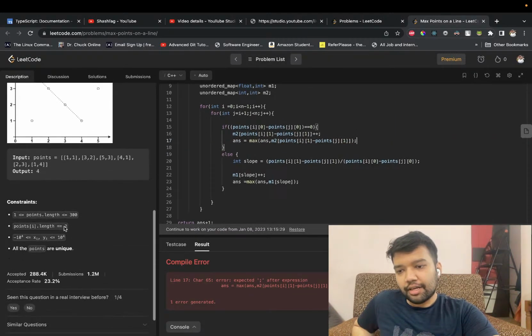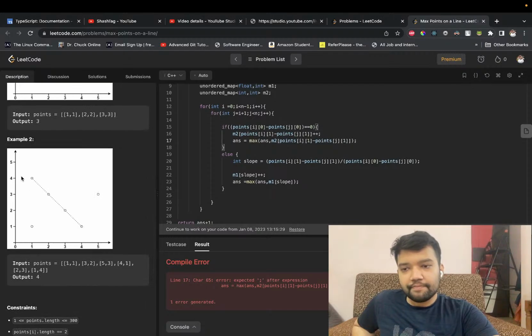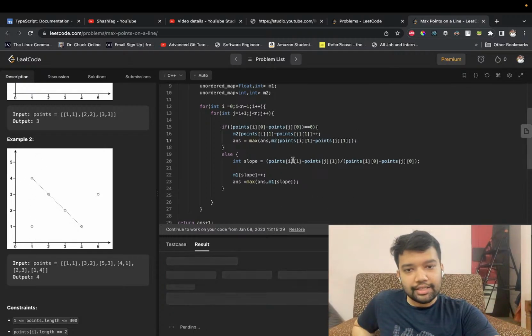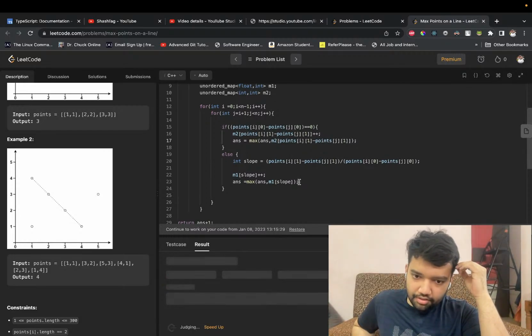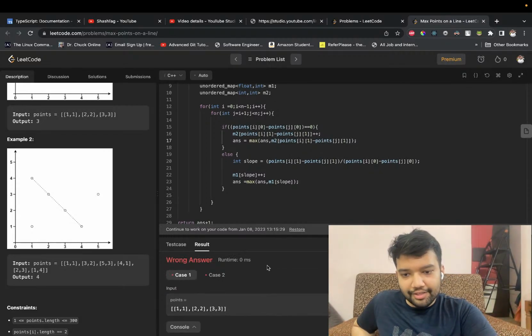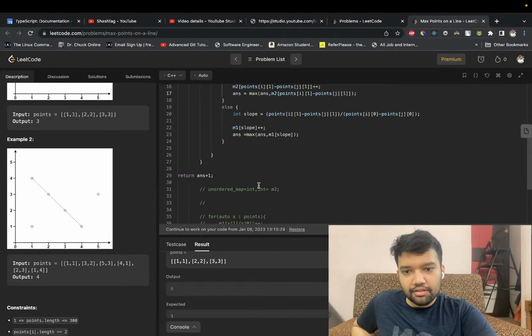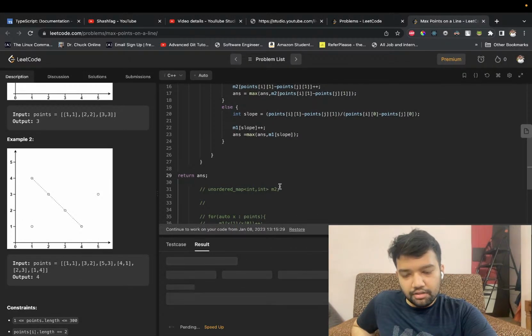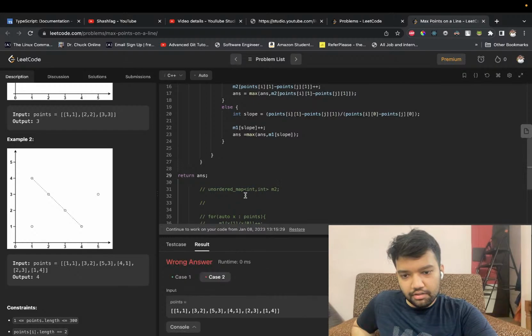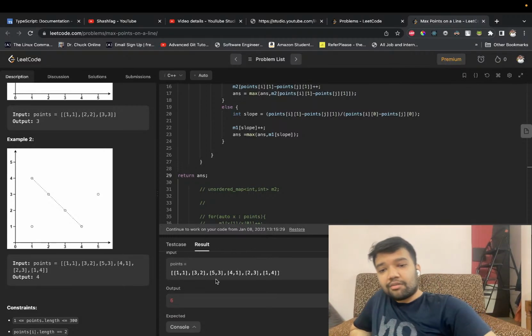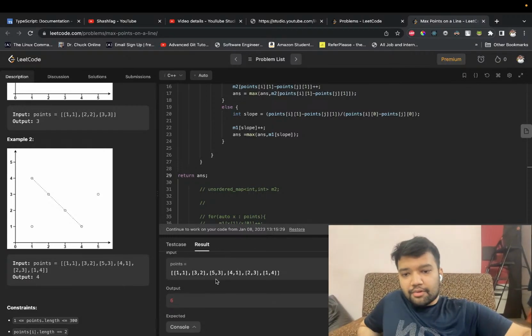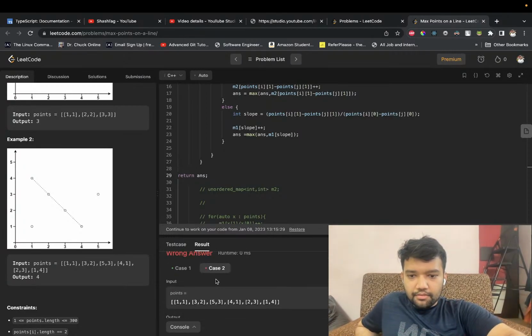So whenever these two subtractions are zero, it's a straight line parallel to the y-axis. So in that case, I'm choosing another map right now, and we get wrong answer. Okay. Now what's the problem?